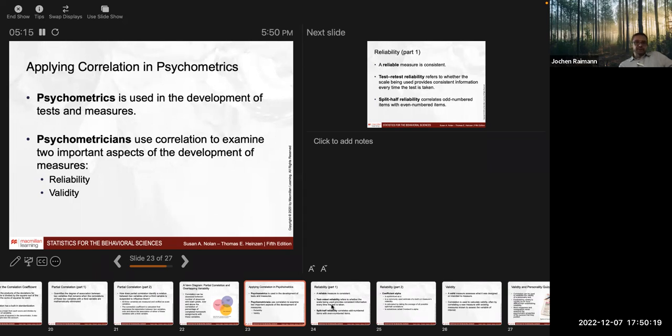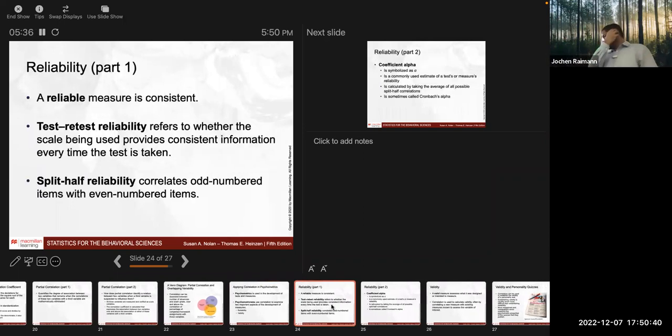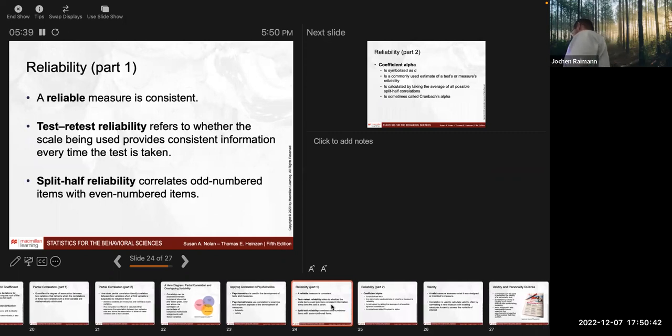And you can do this. So again, valid is: does that test really measure what I wanted to test? Reliable is: if I measure it today and I measure it again tomorrow, will it still yield the same result? So this is the distinction between reliability and validity. Now you can quantify that. A reliable measure is consistent. Test-retest reliability refers to whether the scale being used provides consistent information every time the test is taken. So you measure your height on day 1 and you measure it again on day 3, it should still be the same height. Otherwise, you have a terrible measure.